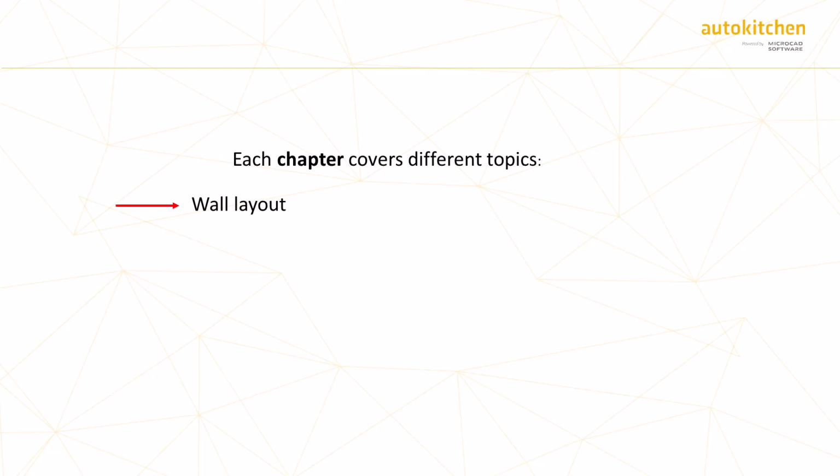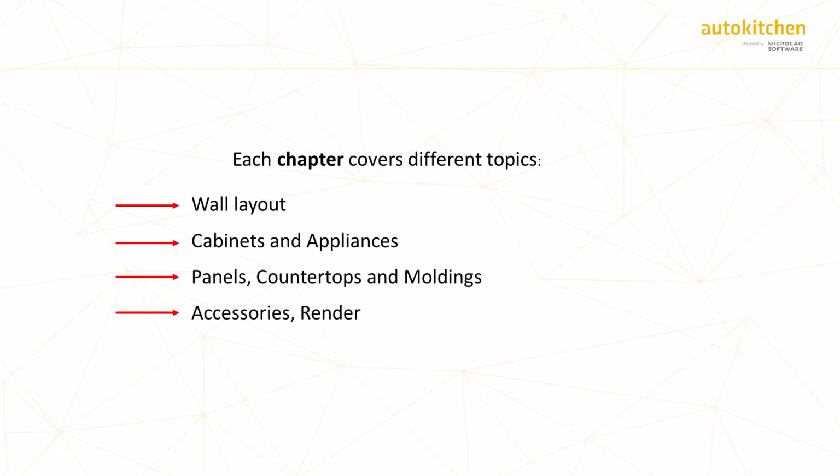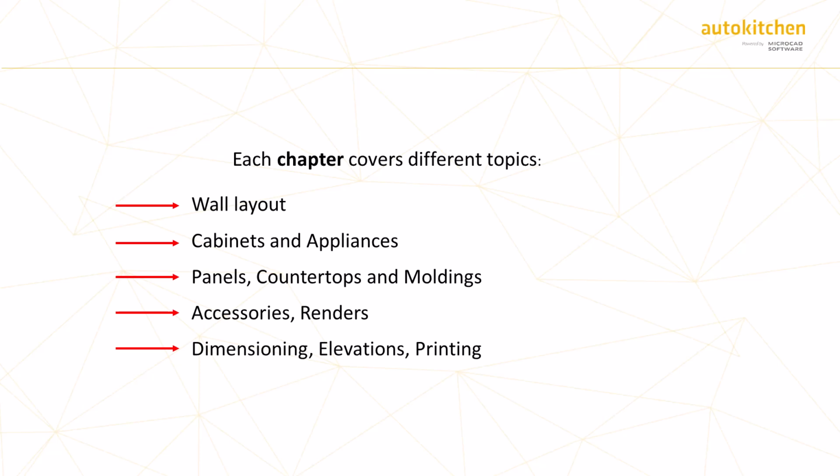We'll begin by drawing the wall layout, followed by placing cabinetry and appliances, and then adding panels and moldings. Toward the end, we'll accessorize the kitchen and create a couple of color renderings to visualize the final design. The final chapter will cover printing the floor plan and elevations, so you'll be fully prepared to present or build your design.